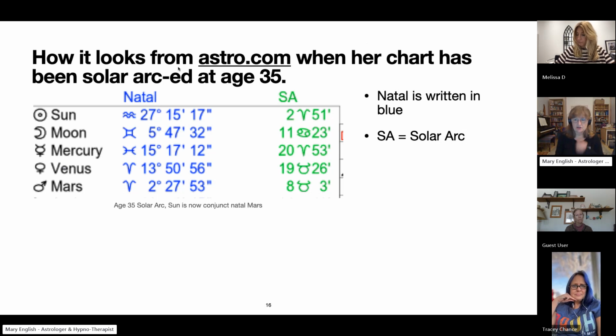So this is how it looks at astro.com when her chart's been solar arced at the age of 35. So you've got the sun there at 27 degrees. You've got the moon, you've got Mercury, you've got Venus, you've got Mars.